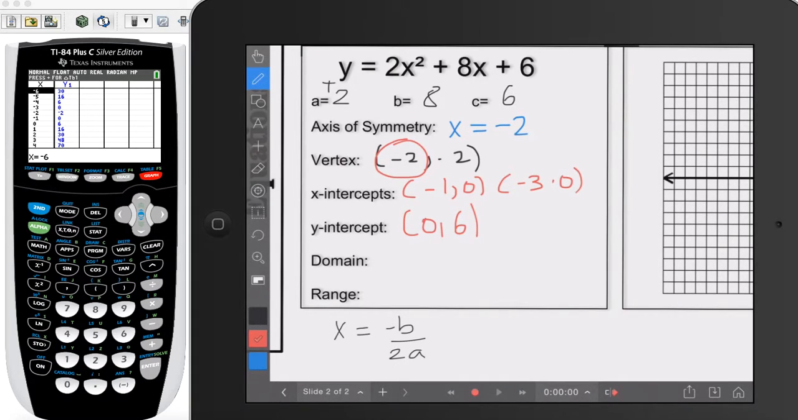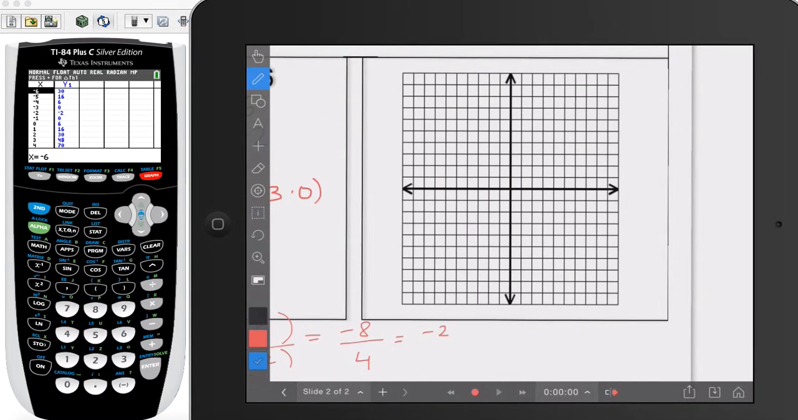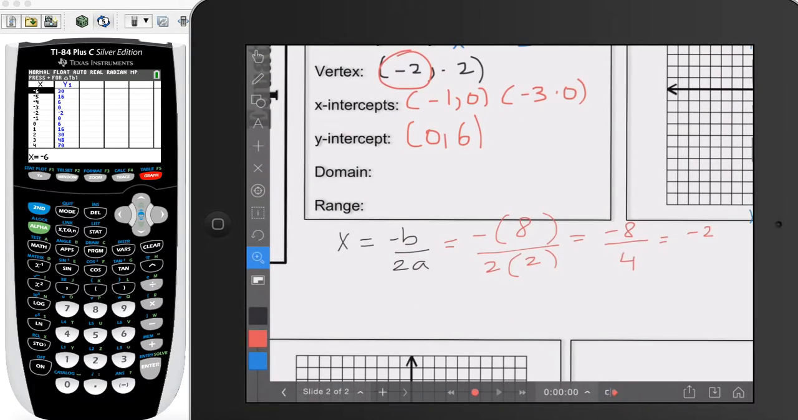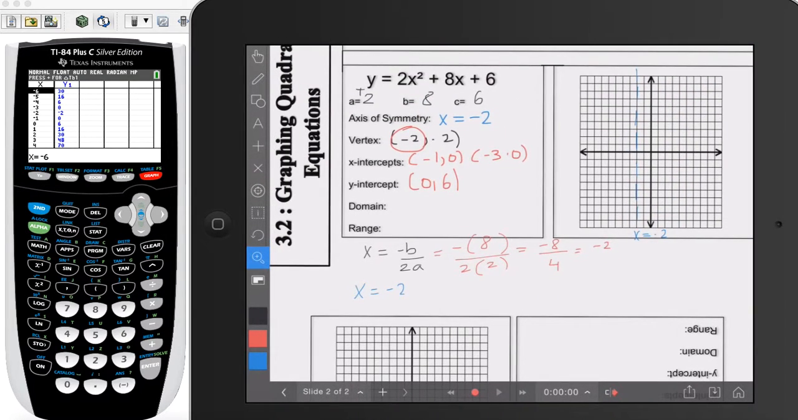Now, if I apply the rule, it's going to be negative b, which is 8, over 2 times a, and a is 2. Now we have -8 on the top, 2 times 2 on the bottom is a 4. -8 divided by 4 is a -2. There you go. x equals -2. It's going to be a vertical line, and that's your axis of symmetry. It's x equals -2. Now to continue to find the vertex, you use that x, which is -2, and you plug it back into the equation to find the y of the vertex.